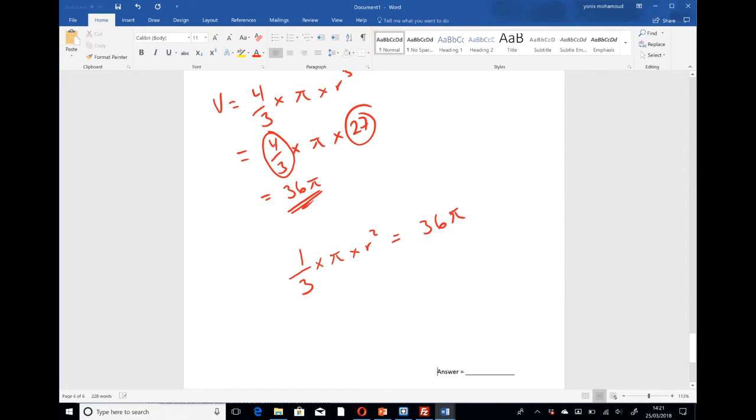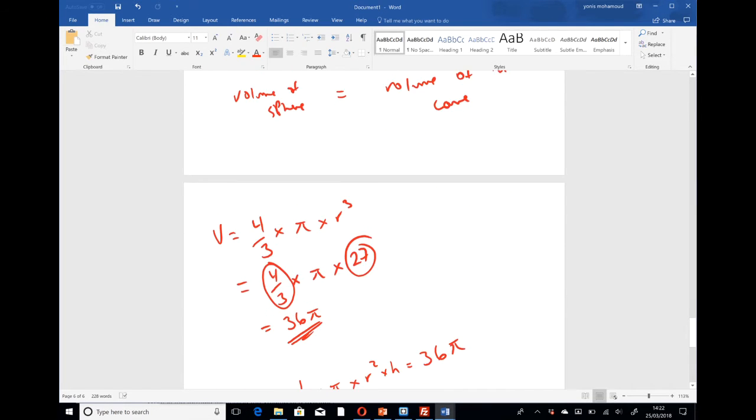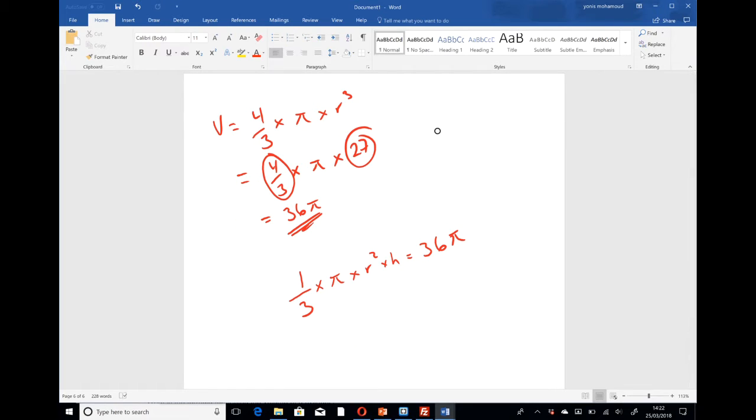Oh, hold on, I forgot one thing. 1/3 times pi times r squared times h gives me 36 pi. From the question, we know that the height of the cone is 4, so I'm going to replace the h with a 4. Now we can work out what the radius of the cone will be. So 4 times 1/3, which is 4 over 3, times pi times r squared is equal to 36 pi.